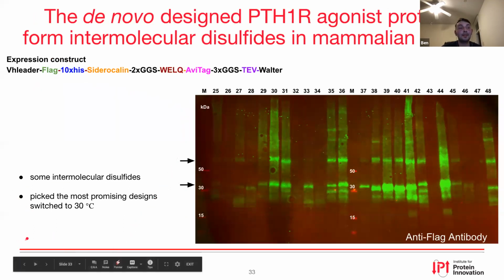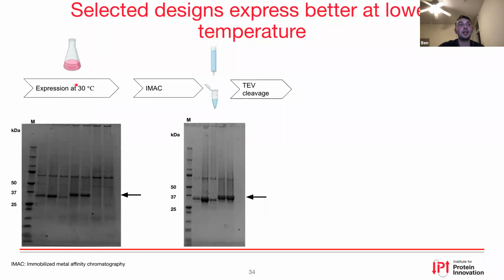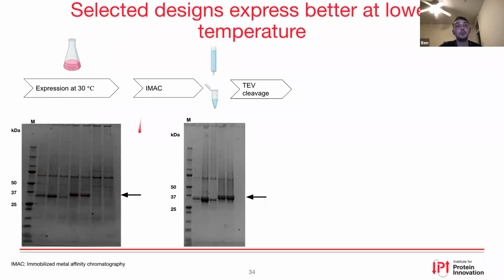Nevertheless, I took the most promising expression designs and I switched the expression temperature to 30 degrees. The rationale is that at lower temperatures, we might get better protein folding and can alleviate possible protein toxicity. So it's expression at 30. I picked 7 designs, 5 designs expressed, and 3 designs expressed pretty well. So I moved into purification, where immobilized metal affinity chromatography is the first step. After we bind the protein, we elute with imidazole. And so 3 proteins purified pretty well for that.